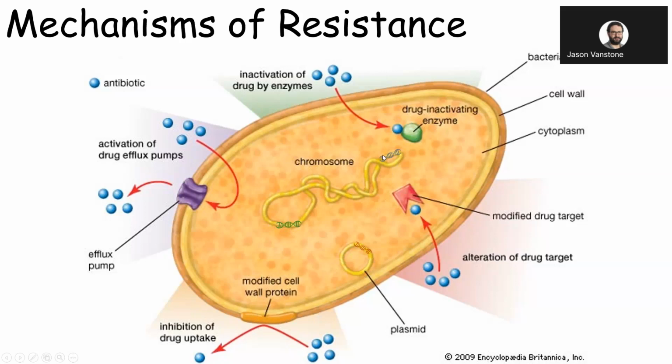I think I had another example. Yeah, the purple one here. So this gene maybe creates a drug efflux pump or activates an efflux pump. So as soon as the antibiotics get inside the cell, this efflux pump pumps them right back out before they're able to have any bad effects on the bacteria.